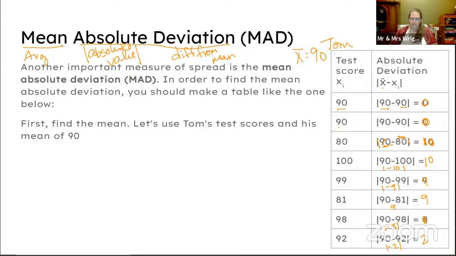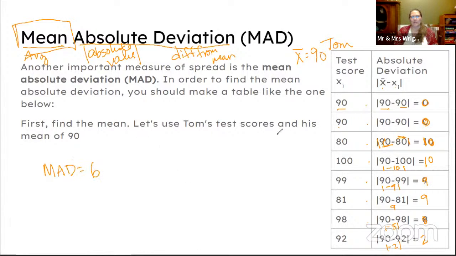Now, we did the absolute deviation part of it. You see it says absolute deviation, but we have not done the mean part of it. Do you remember what the mean is? The mean is the average. So we need to average all of these absolute deviations. So we're going to add them all up first. 0 plus 0 plus 10 plus 10 plus 9 plus 9 plus 8 plus 2 equals 48. And then we're going to divide by 8, since there are 8 test scores, which is 6. So the mean absolute deviation is 6.